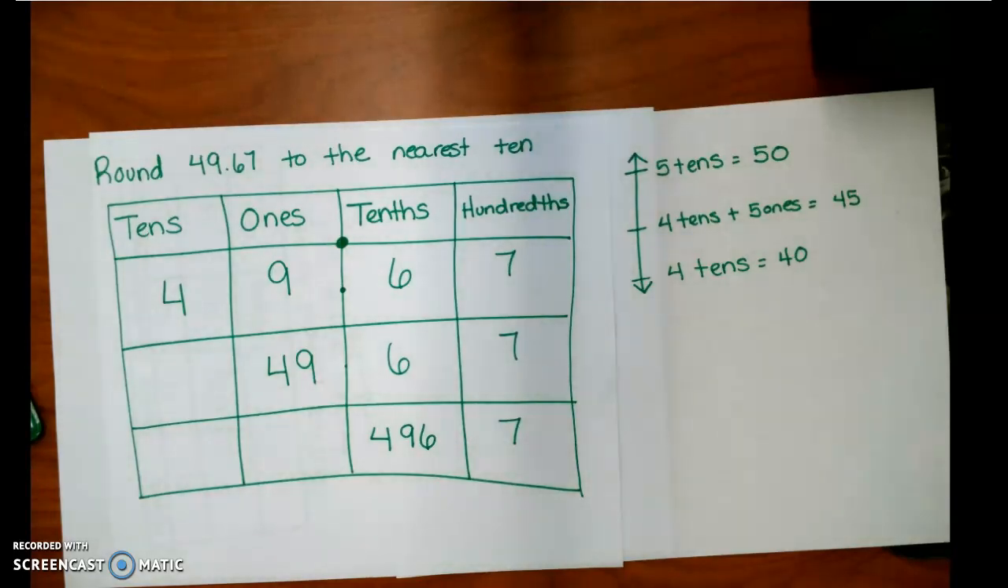Hey mathematicians, today we're going to work on our concept development for rounding decimals. So the first thing we're going to do is round 49 and 67 hundredths to the nearest 10.